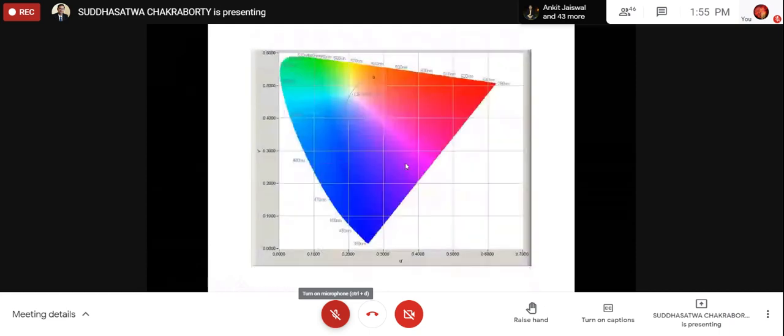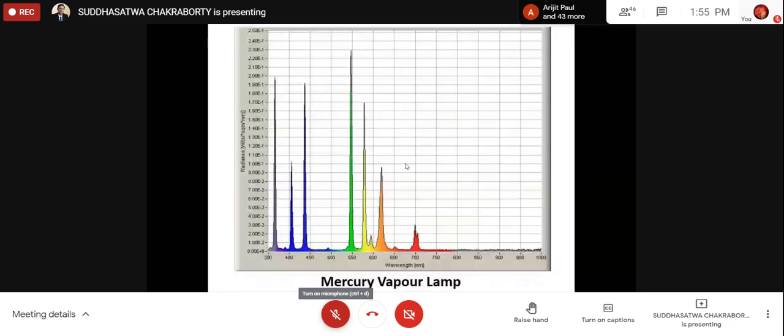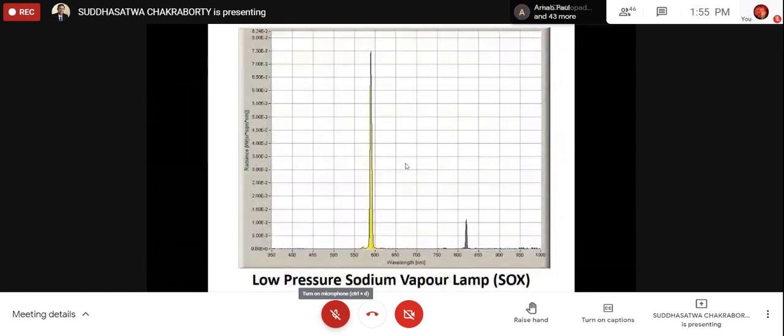This is basically the mercury vapor lamp. I think you haven't seen this. We can skip the mercury vapor lamp. This is a high pressure version of the mercury vapor. This is very interesting. This lamp has a very special significance. Unfortunately, I can't take you to the laboratory. This lamp is a very unique lamp. This is not used for general purpose application.